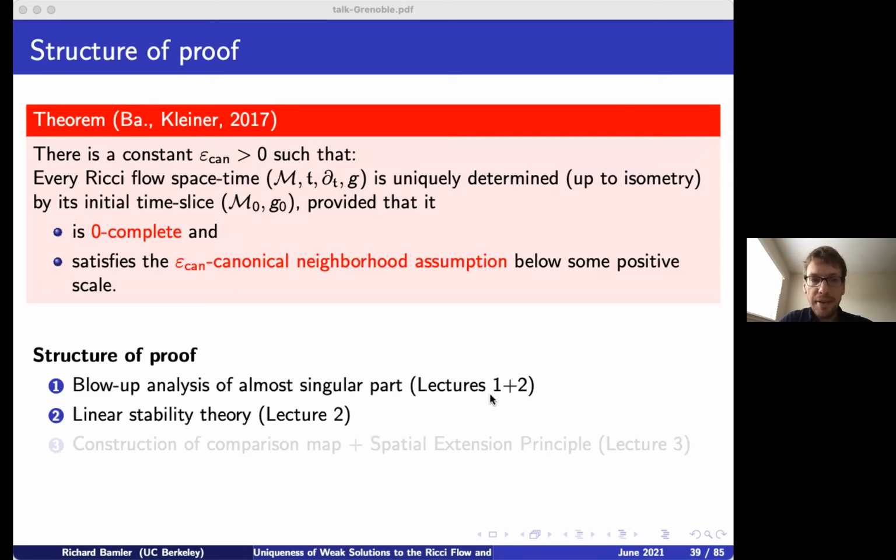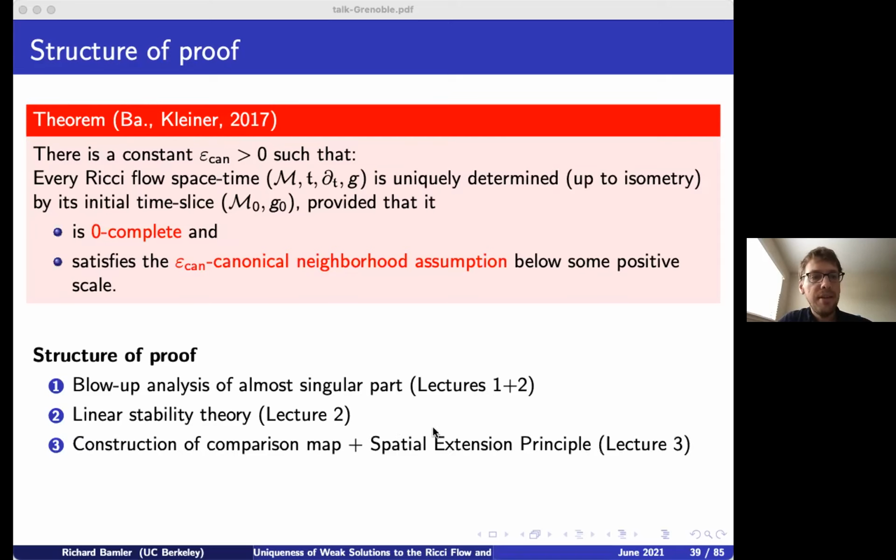And then what lies at the heart of this uniqueness theorem will be a linear stability theory, local stability theory. And then there will be a slightly more technical construction of a comparison map and a spatial extension principle, which I hope to cover tomorrow. All right, so now let me move on to the official second lecture.